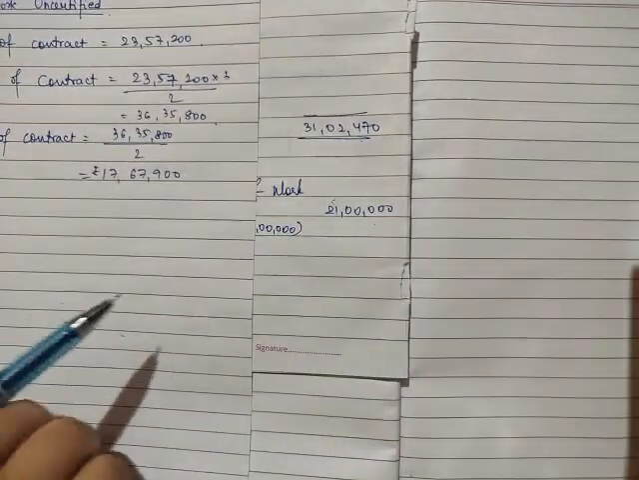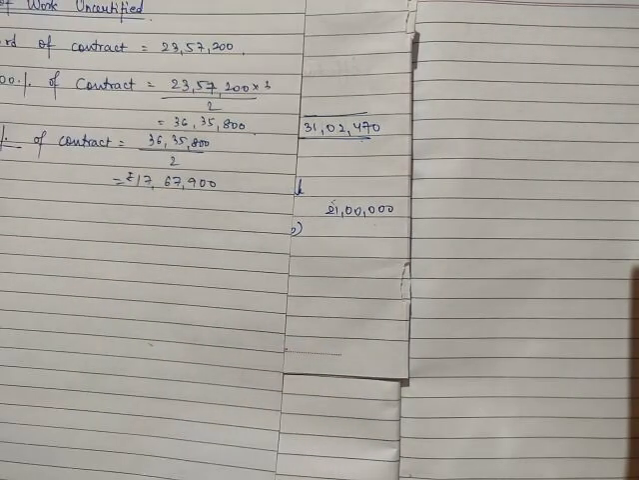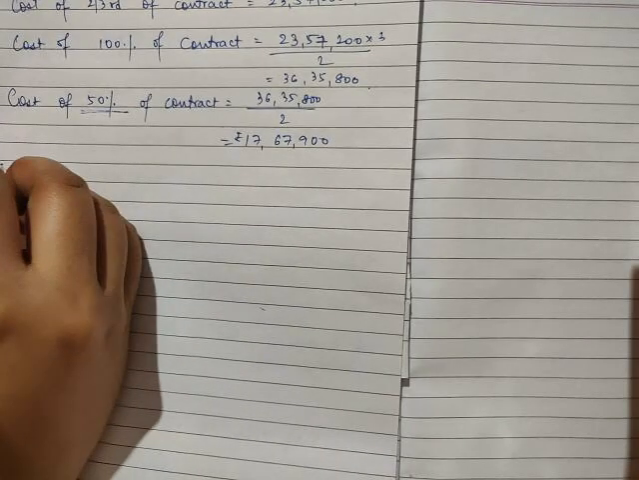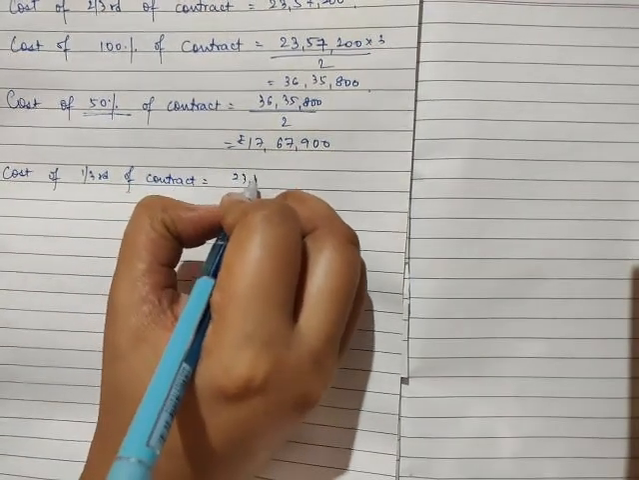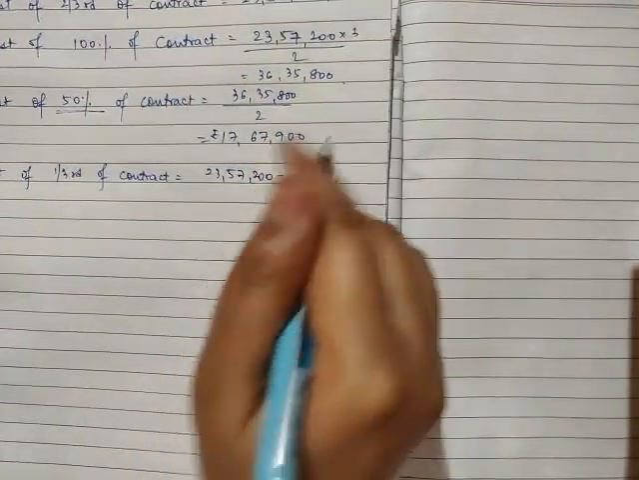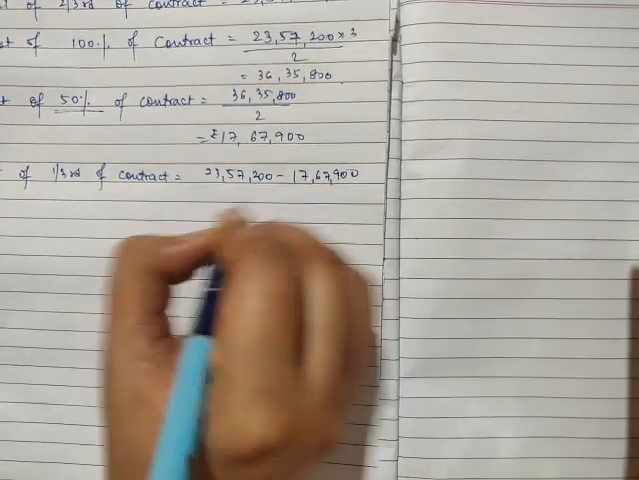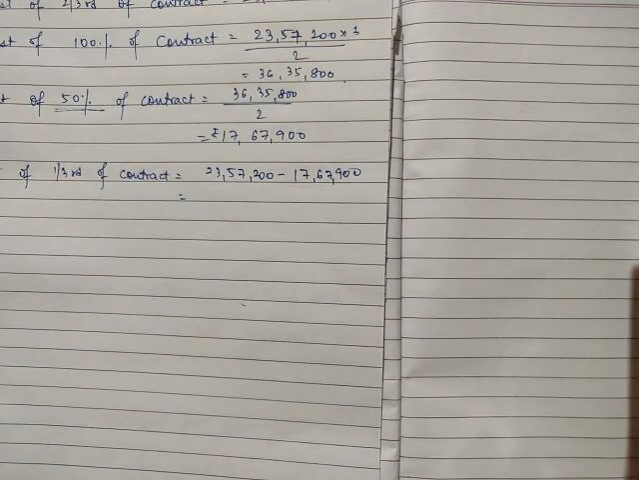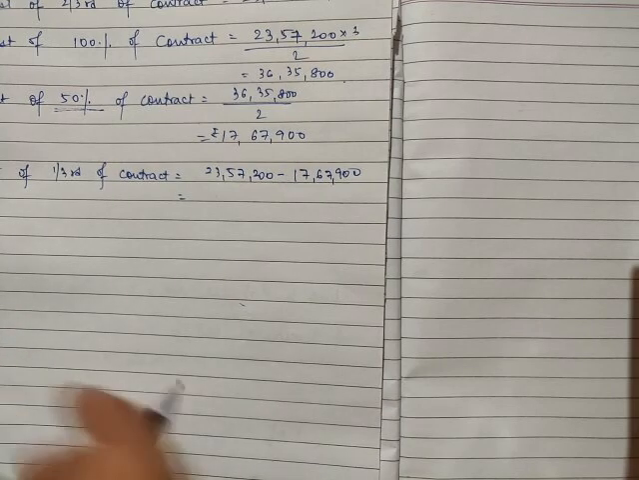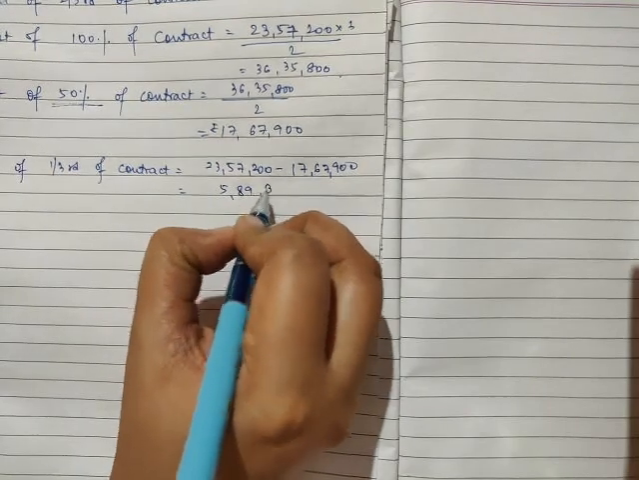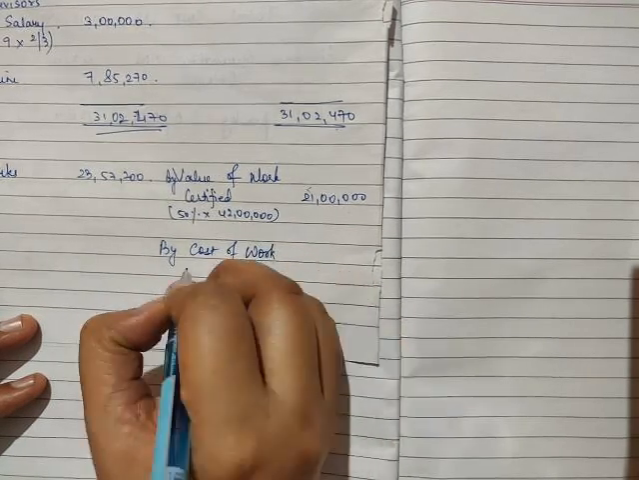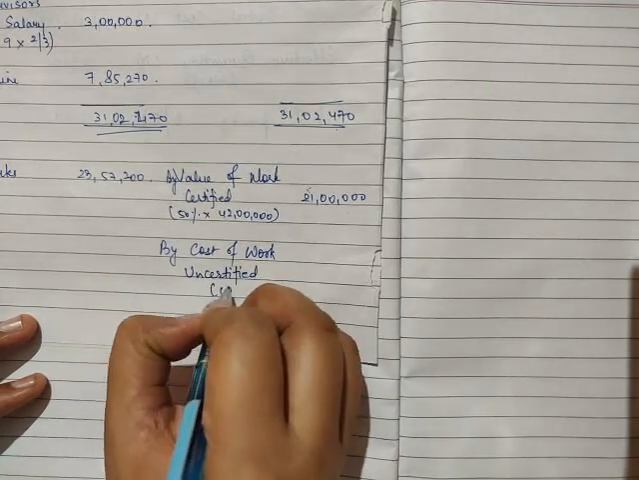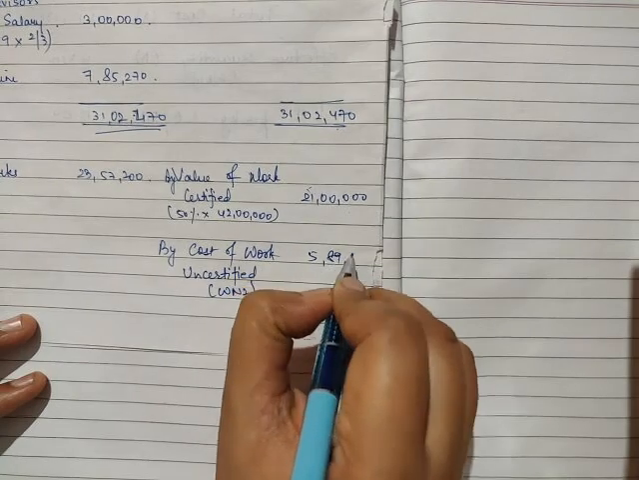Therefore, we have a notional profit. So the cost of one third of the contract that has not yet been certified will be 23 lakh 57,200, which is the total cost incurred till date, less 17 lakh 67,900 worth of contract that has been certified. So the portion of cost which is uncertified is 5,89,300 rupees. So by cost of work uncertified, working note 2, we get 5,89,300 rupees.